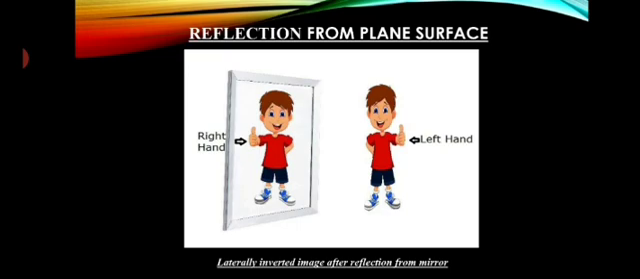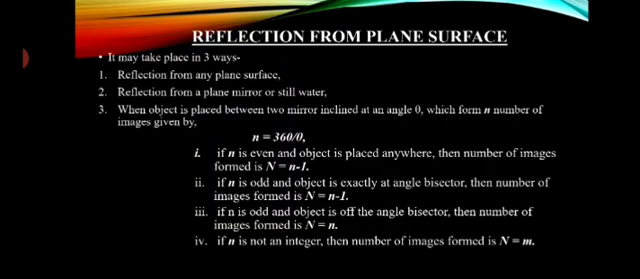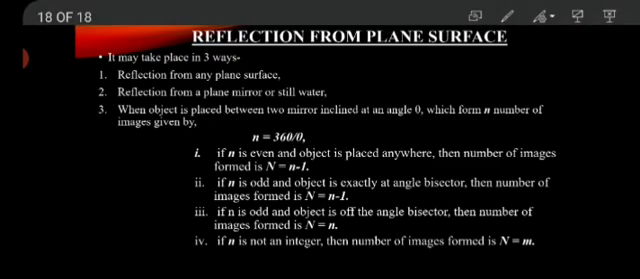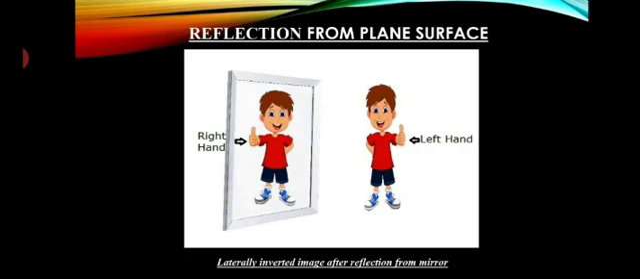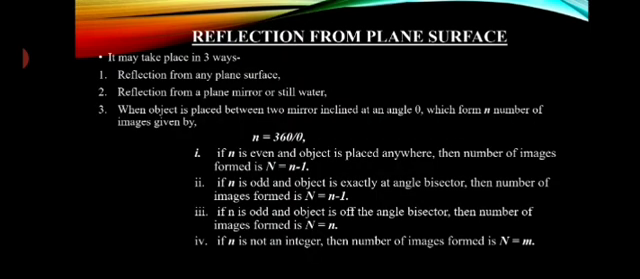Now a plane surface can be anything, that is a polished surface or any other reflecting surface. It may be a mirror or water. Now the reflection from a plane surface can take place in three ways. As I said, reflection from any plane surface, it may be a plain shining surface or polished surface or any reflecting surface. Another is the reflection from a plane mirror, which you saw just now.